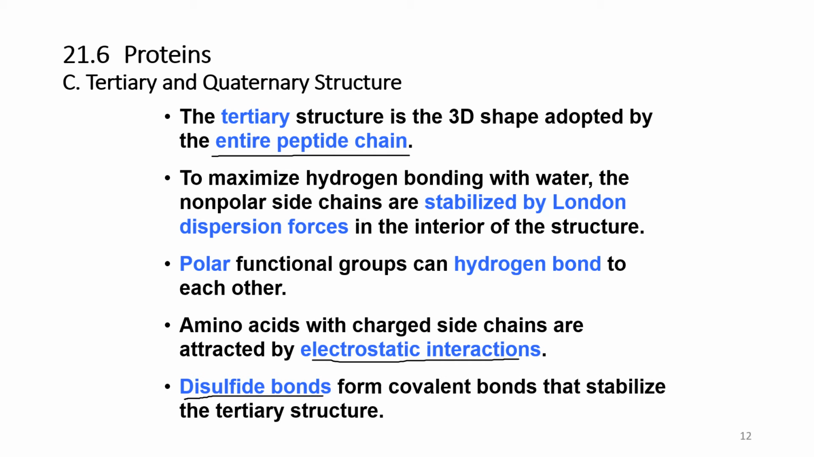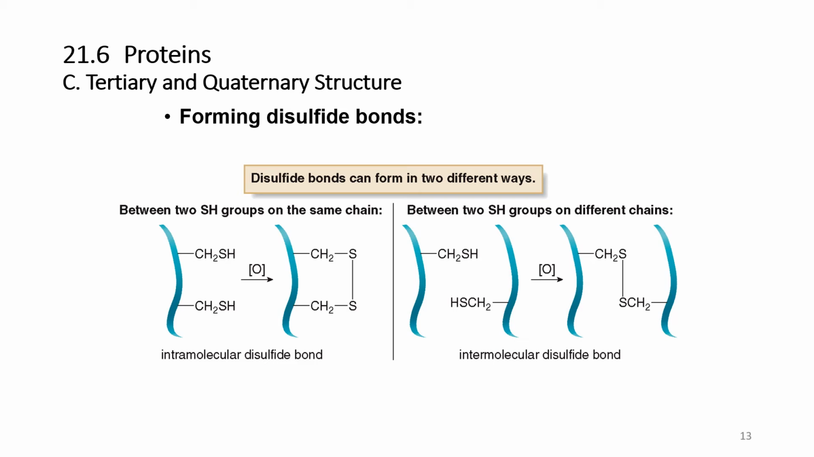Disulfide bonds are another type of interaction that contributes to the stabilization of tertiary structures, and these are actually covalent bonds between two sulfur atoms in different amino acids. So here we have a depiction of disulfide bonds, and here we have side by side two amino acids with that sulfhydryl group on its side chain. So that's similar to a hydroxyl group, only it's a sulfur instead.